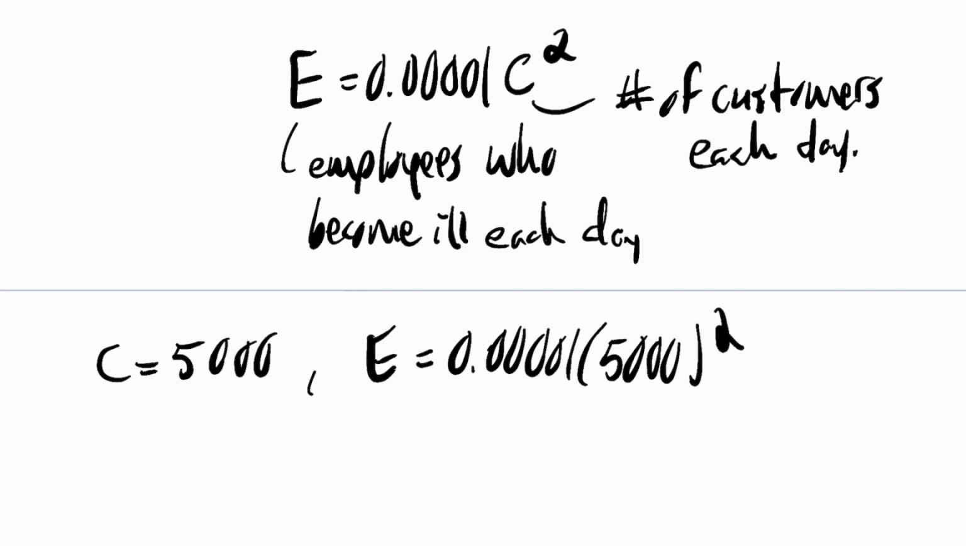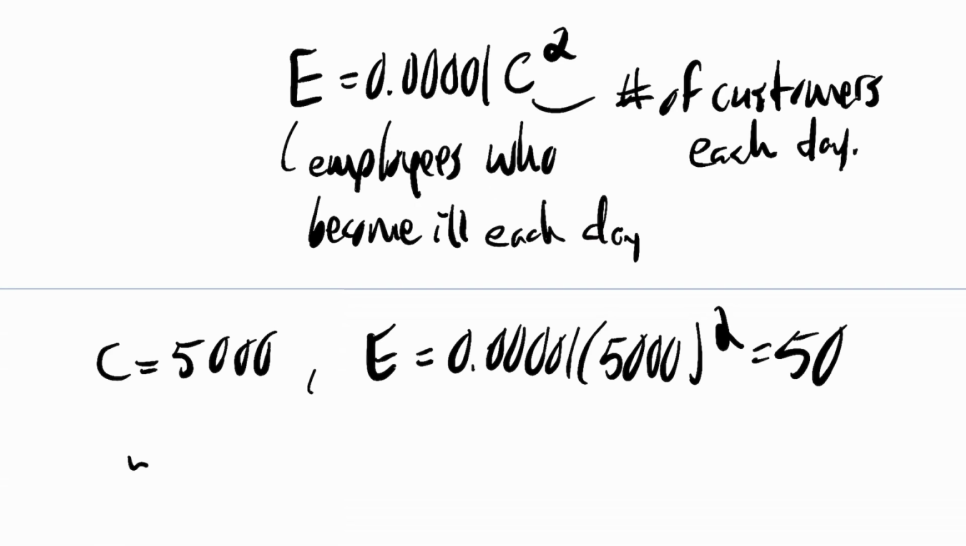Oops, sorry, struggling with the interface here. I hit the wrong button. So that day, 50, and this doesn't have to be coronavirus, this could be anything, and again, I'm making this up, so don't take the numbers too seriously. So 50 employees will become ill from having worked that day, right? Based on having 5,000 customers that day.